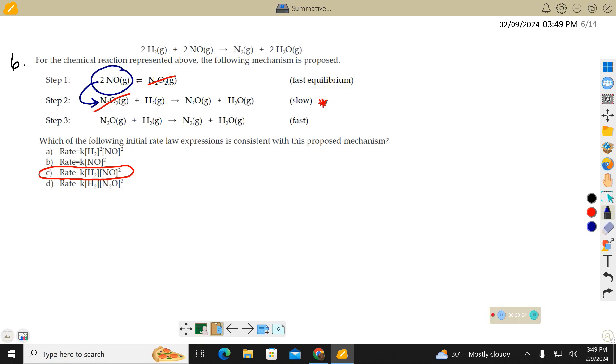But if the first step is an equilibrium, a reversible reaction, we can just take what's opposite the intermediate and substitute it in replacement of that intermediate for step 2. So I would have 2 of the NOs, or NO to the second power, and then I would still have hydrogen to the first. Rate law is always based on the slowest step of the mechanism, but you can't use intermediates. So you'd have to replace whatever is opposite the intermediate in that reversible step.